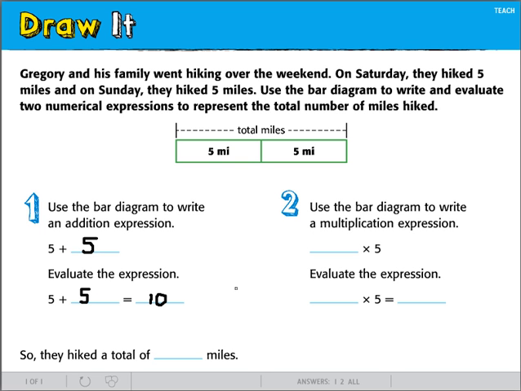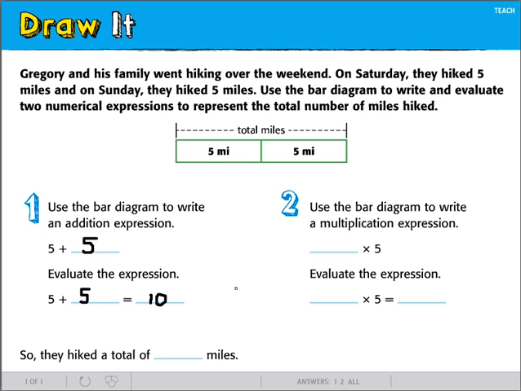Everybody feel like you're in first grade again? Good. Now, this is the part that makes it a little bit trickier than primary addition and subtraction.